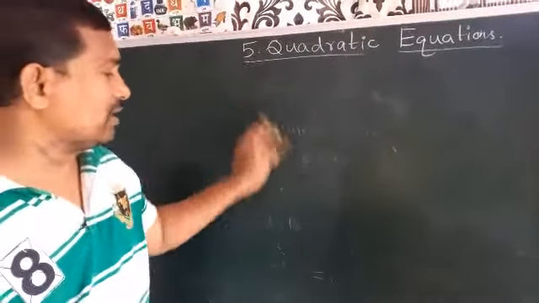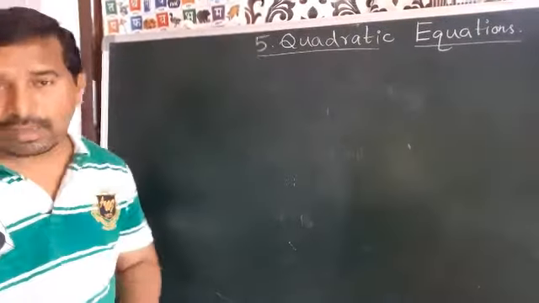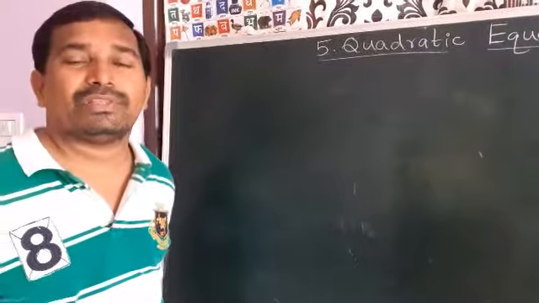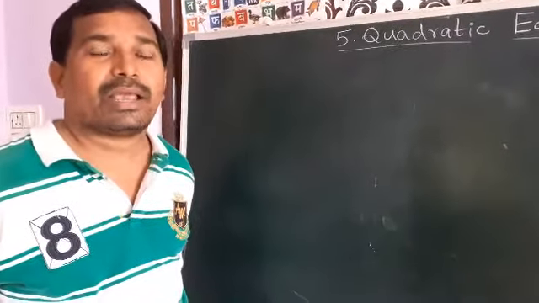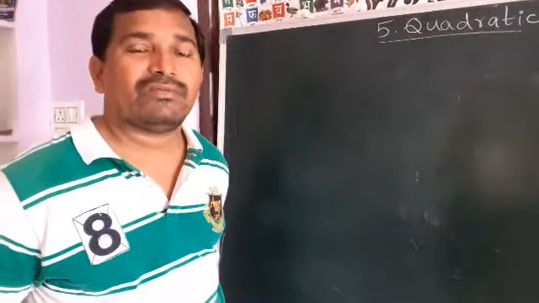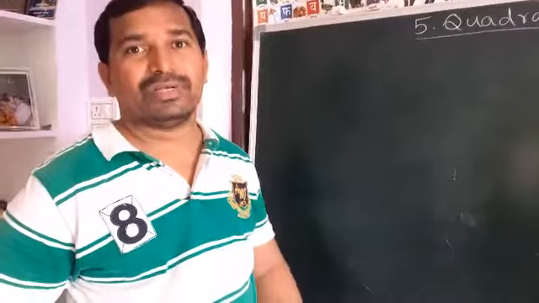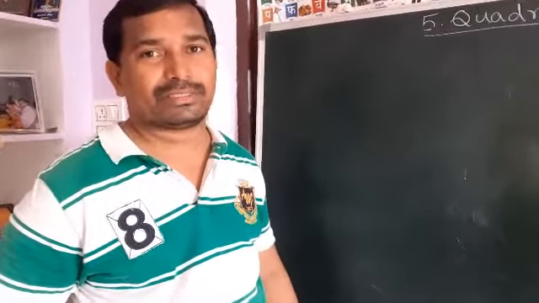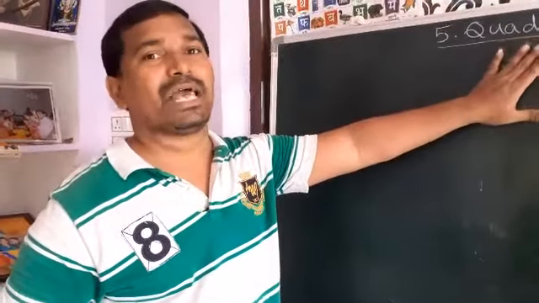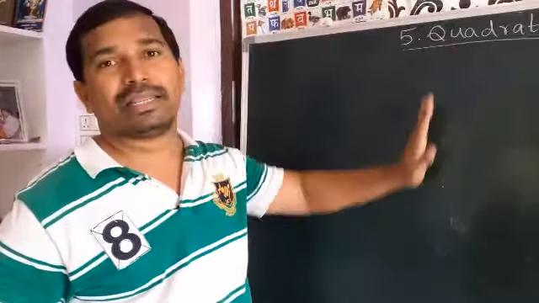What is the definition of quadratic equation? See, the polynomial with degree 2 is called quadratic expression, and an equation with degree 2 is called quadratic equation. Already we discussed quadratic polynomials, quadratic expressions. Now quadratic equation means an equation of degree 2 is called quadratic equation.